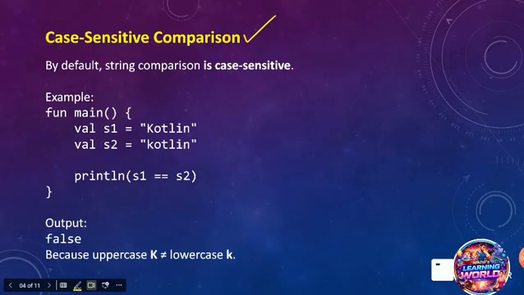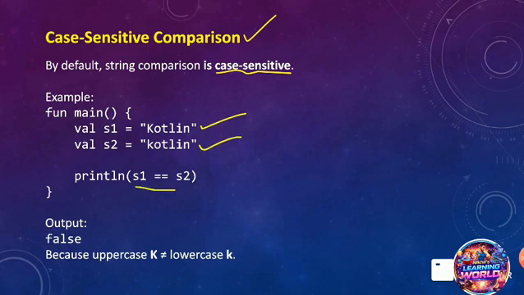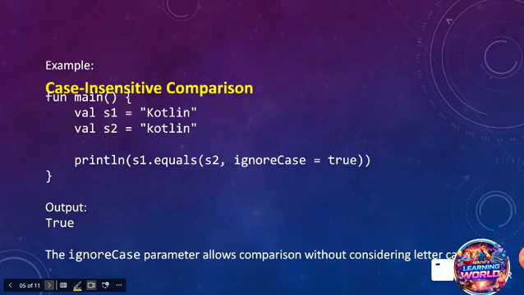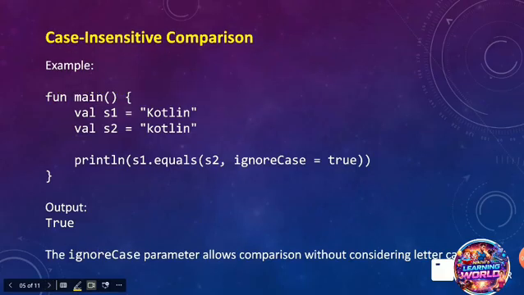The next is case sensitive comparison. In Kotlin, by default string comparison is case sensitive. For example, in the given example you can see the values s1 and s2, both are the same string, but the K is capital in s1 and small in s2. When println compares with the double equals sign s1 and s2, the output will be false because uppercase K and lowercase k are treated as different characters. Hope you understand this point. So by default string comparison in Kotlin is case sensitive.